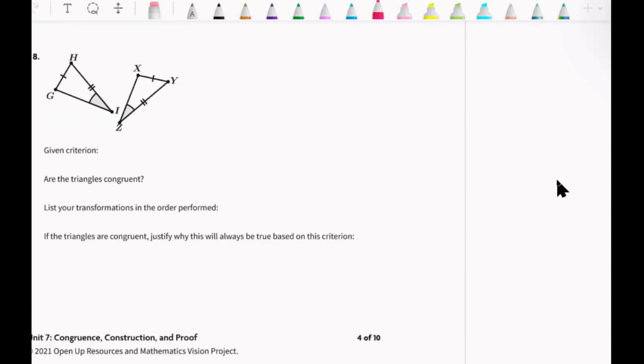So go ahead and try this one as well and see what you get. Okay, so this one was SSA. And now, Miss Johnson, how come you can't put the A between the S's? Because this angle here is not between the two sides they gave you congruent. It's actually this angle here that's considered the included angle, and that's a big deal.